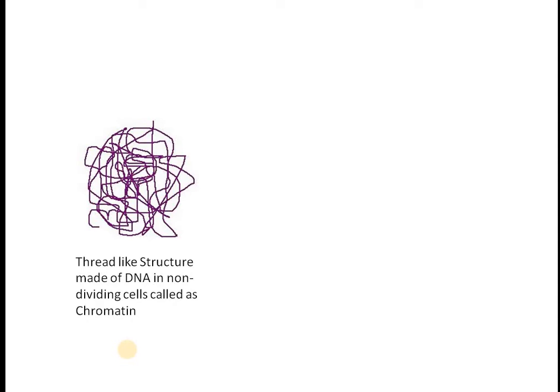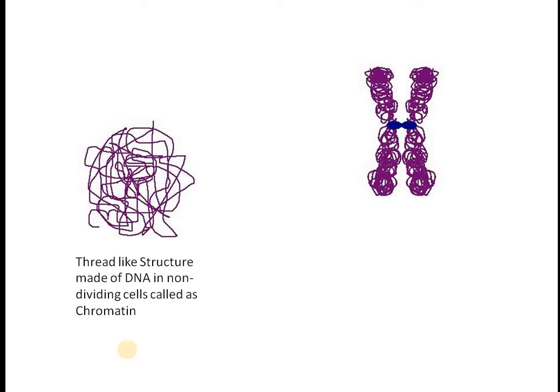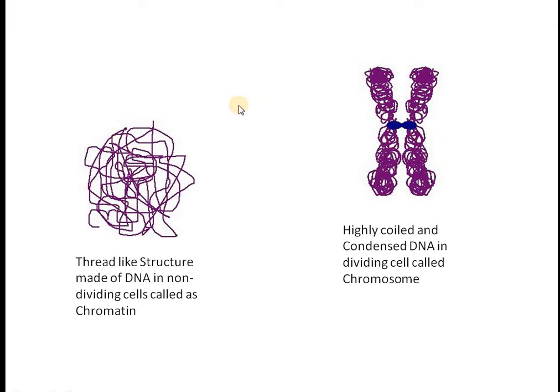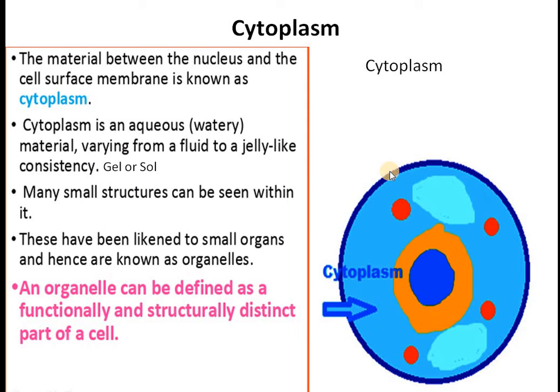This is the diagram of chromatin, which are thread-like structures present only when the cell is at non-dividing stage. This is the structure of a chromosome. This happens when the cell has to undergo division. The same thread-like structure will become highly condensed and coiled and will become this shape. Both of them are made up of DNA and protein, but the appearance or the morphological form of them is different.